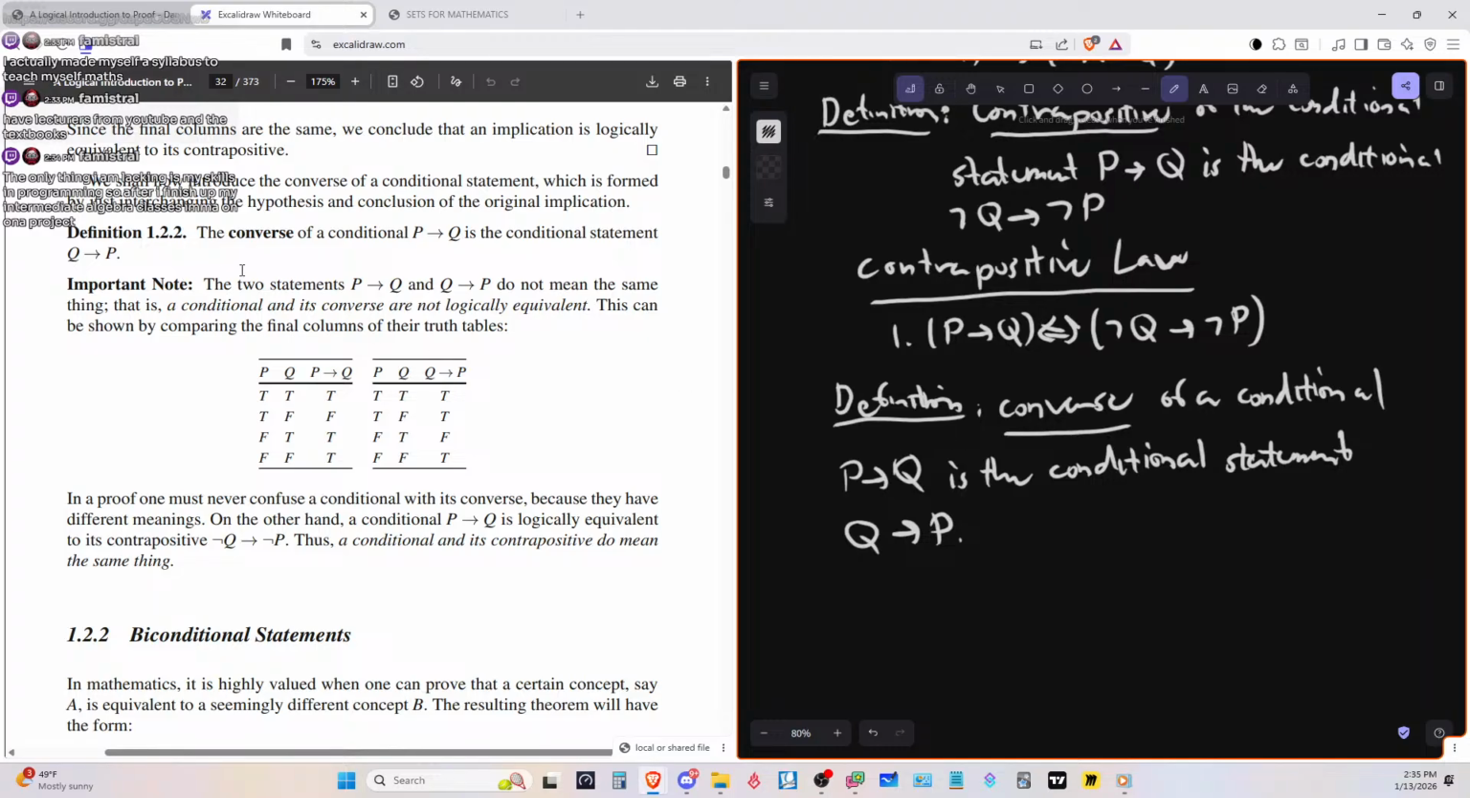Okay, important note: for two statements P and Q, P implies Q and Q implies P do not mean the same thing. That is a conditional and its converse, which are not logically equivalent. Okay, this can be shown by comparing the final columns of the truth tables.